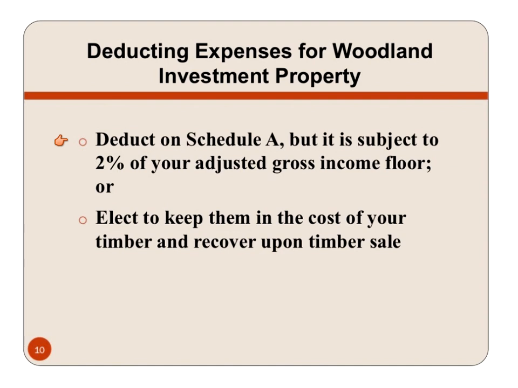Now, if in any year your adjusted gross income is too high, instead of deducting them on Schedule A, you may elect to keep them in the cost of your timber. That means you don't deduct them and you wait until you have a timber sale or a casualty loss. You can deduct, or recover, those costs then.